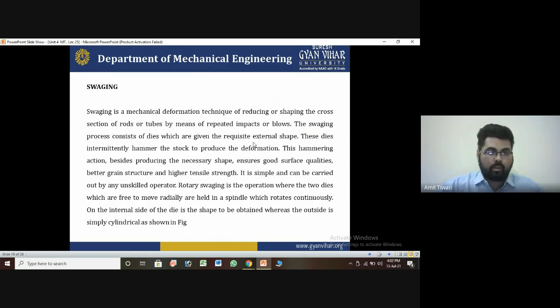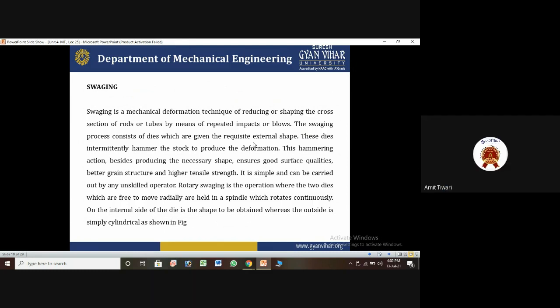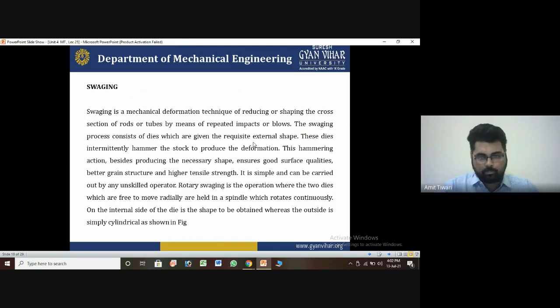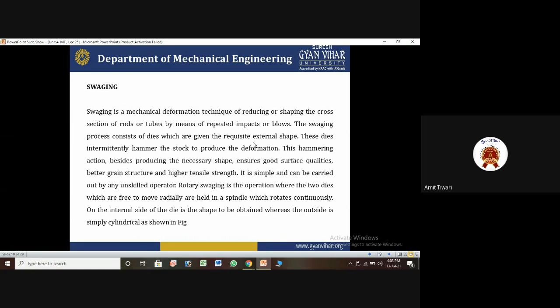You can deform the tube or rods by means of repeated impacts on the particular area which you want to reduce. The swaging process consists of dies which are given the required external shape. We can provide some external shape by applying the process with dies, which is easy and controlled with the help of the working principle.